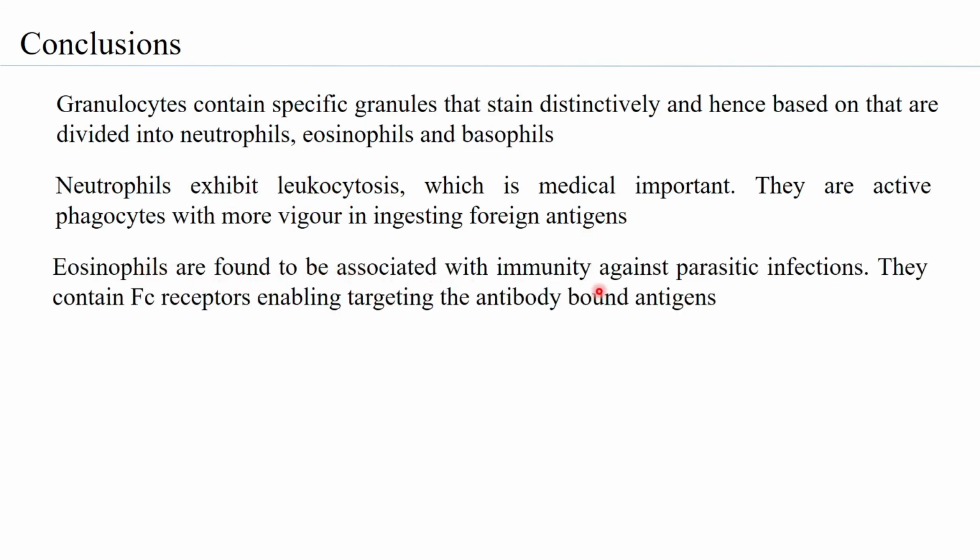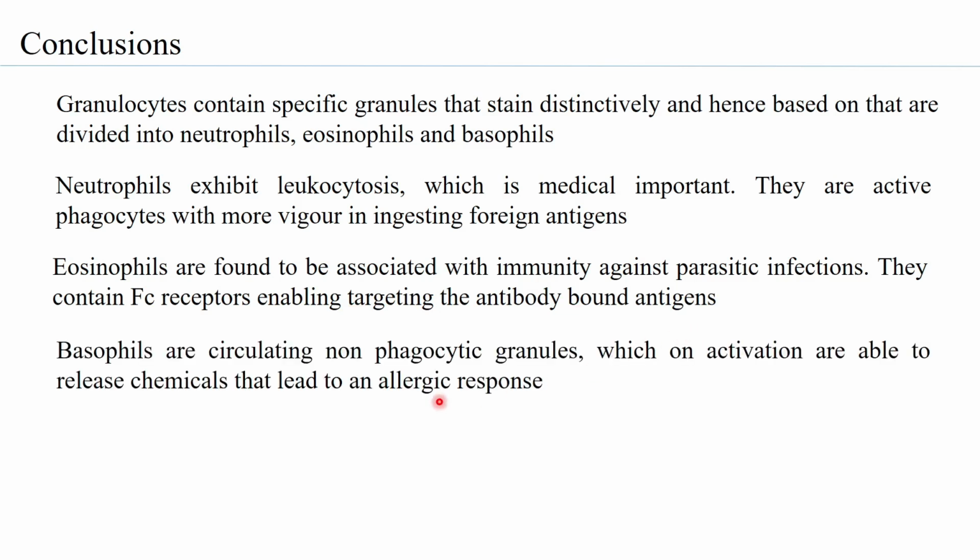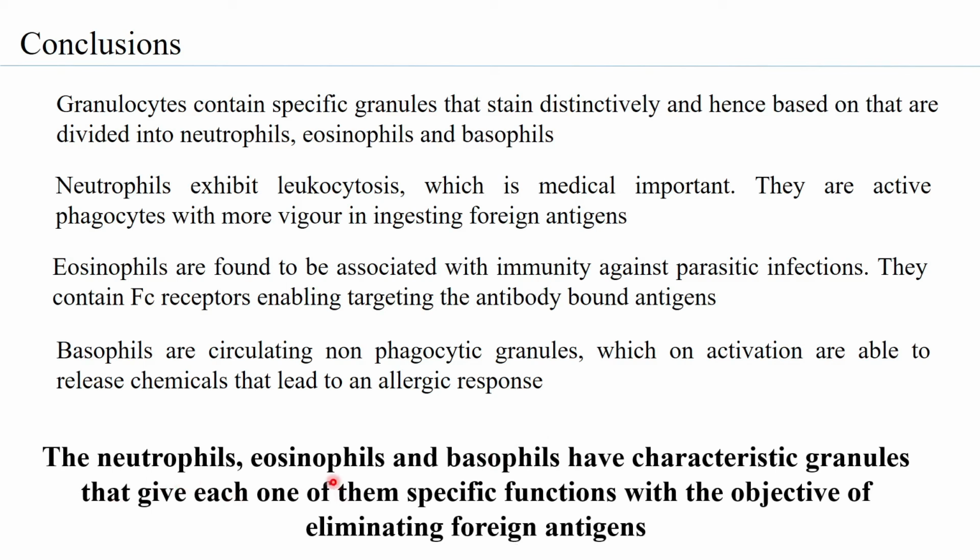Eosinophils are found to be associated with immunity against parasitic infections. They contain Fc receptors enabling targeting of the antibody bound antigens. Basophils are also circulating, but they are non-phagocytic, and they have granules which can, on activation, release chemicals that lead to an allergic response. So the neutrophils, eosinophils and basophils have characteristic granules that give each one of them specific functions with the object of eliminating foreign antigens.